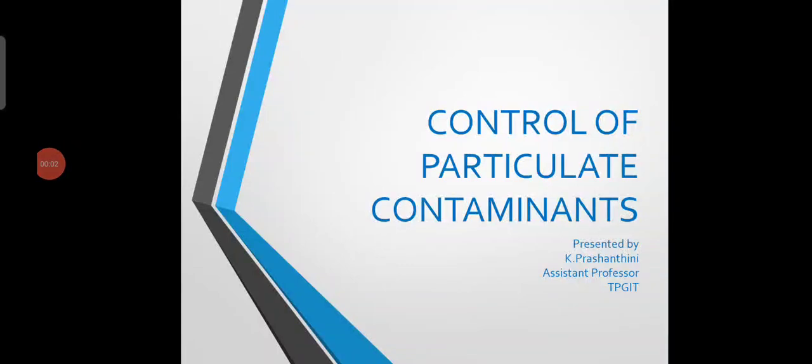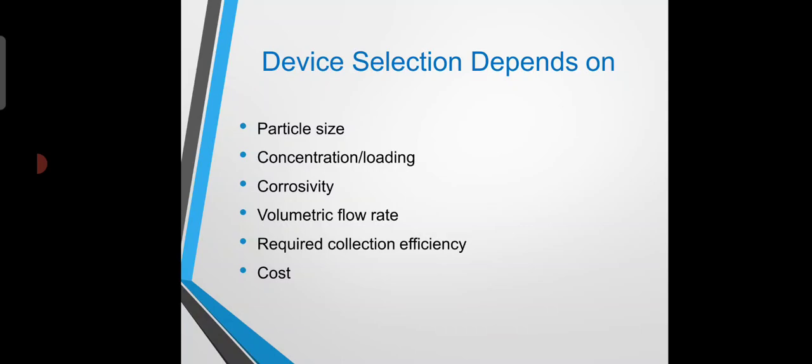Welcome to the video lecture on control of particulate contaminants. The type of device we select depends on the size of the contaminants, the concentration of the particulate matter present in the flue gas, and its chemical reaction. So how well it reacts with each other, with other particulate matter or with the components of the flue gas.